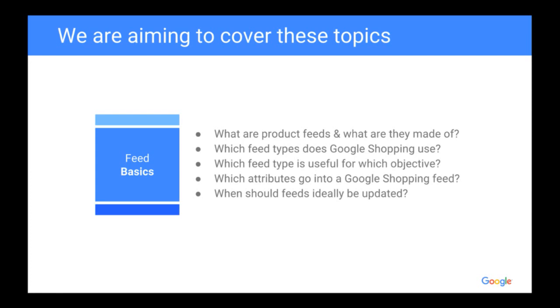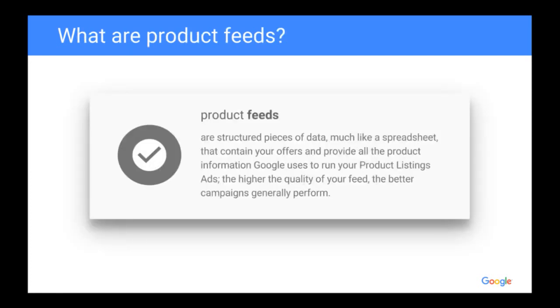So at the most basic level, product feeds are structured pieces of data. Think of it like a spreadsheet that houses all of your product information, and that's all the information that you submit to Google so that you can run product listing ads on google.com, google.de, Google Co UK, and on Google Shopping, sort of the separate page that users can go to as well to look at prices, to inform, to do product research. And the higher the quality of your feed, the better your shopping campaigns can generally perform.